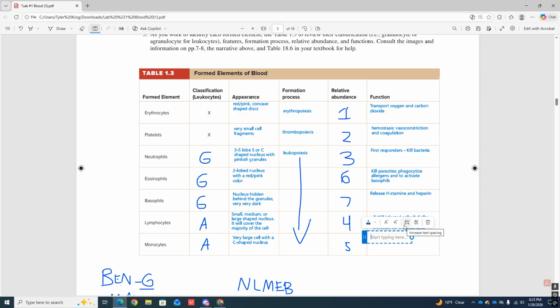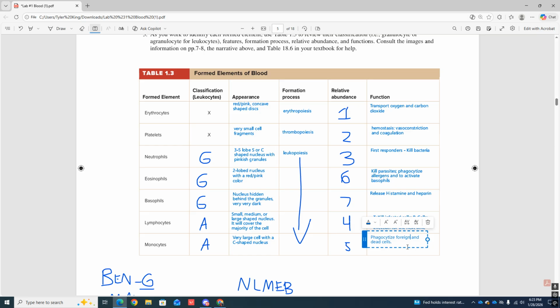All right, and then we have monocytes, our last one down here. So what are these guys? These guys are basically like our cleanup crew for our white blood cells. What they help with is phagocytizing foreign and dead cells. That's what these guys are kind of responsible for. So our cleanup crew, the military cleanup crew.